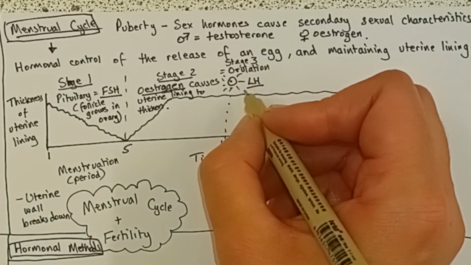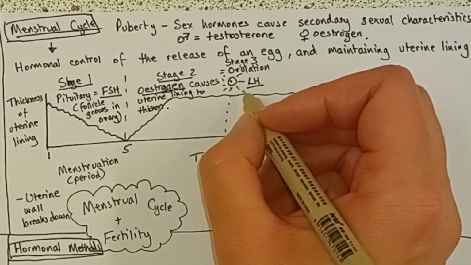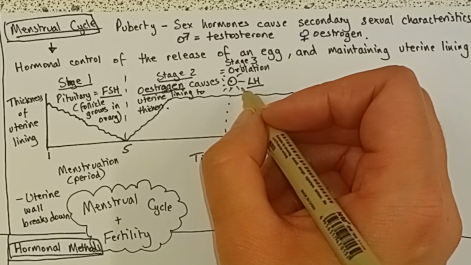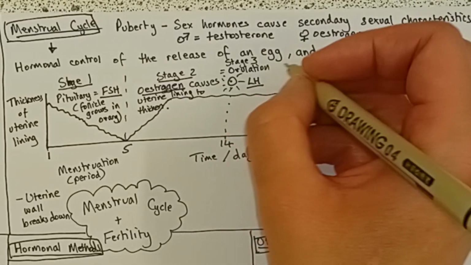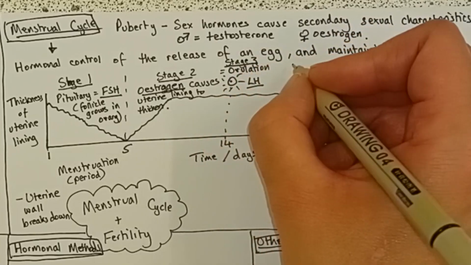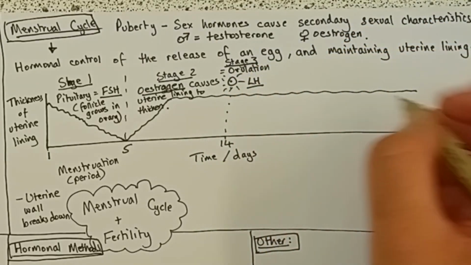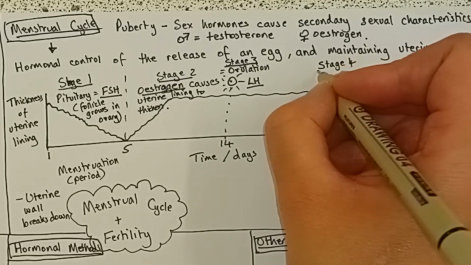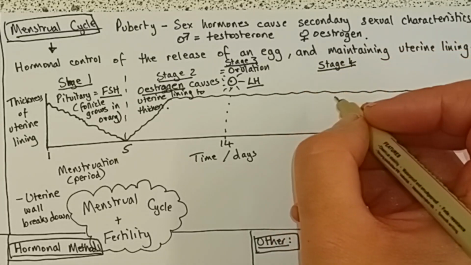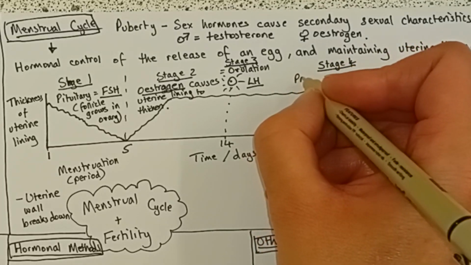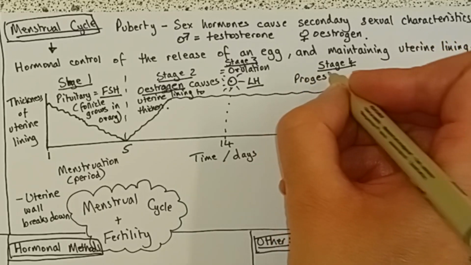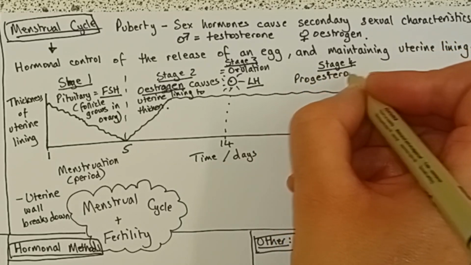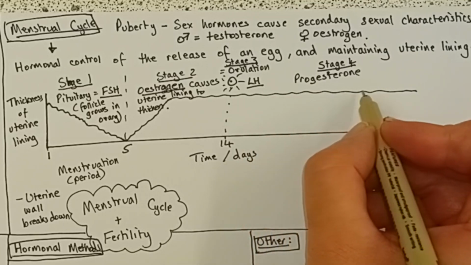Once ovulation has happened then, the ovary produces the hormone progesterone, and that's stage 4. So stage 4 is for the rest of these 2 weeks. And that is when progesterone is secreted. And its job, progesterone's, is to keep this uterine lining nice and thick.